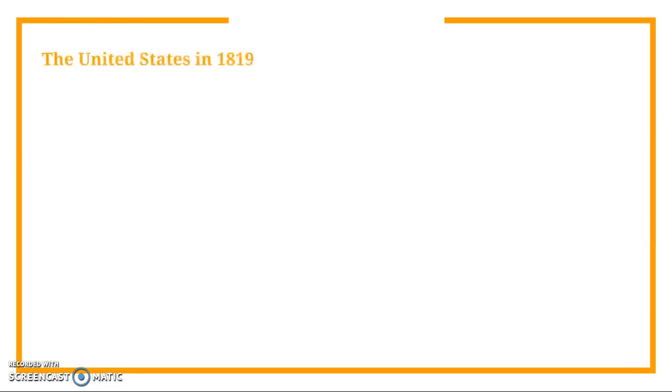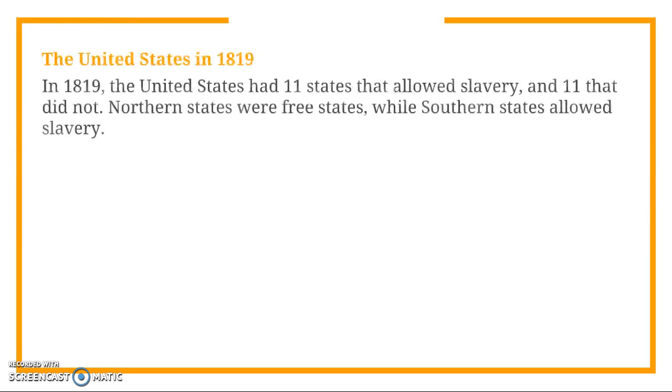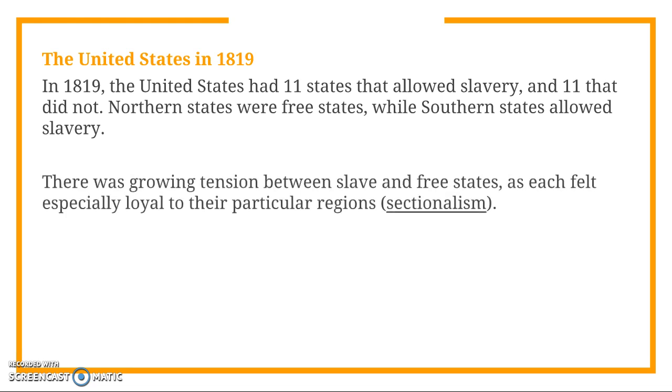So first let's talk about the United States in 1819, because at this point there were 11 states that allowed slavery in the country and 11 states that did not. The northern states were the free states that did not allow slavery, while southern states were the ones that allowed slavery. And this created a lot of tension between slave and free states because obviously each had a very different way of life. And this caused each part of the country to feel especially loyal to only their region. And this is a feeling called sectionalism.